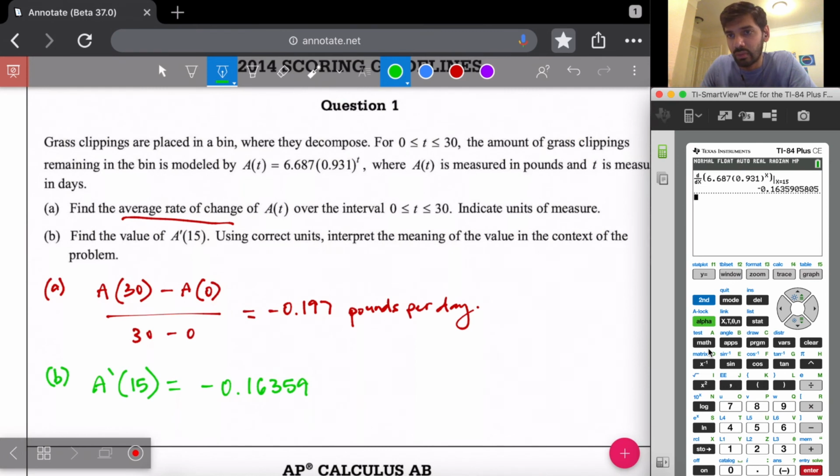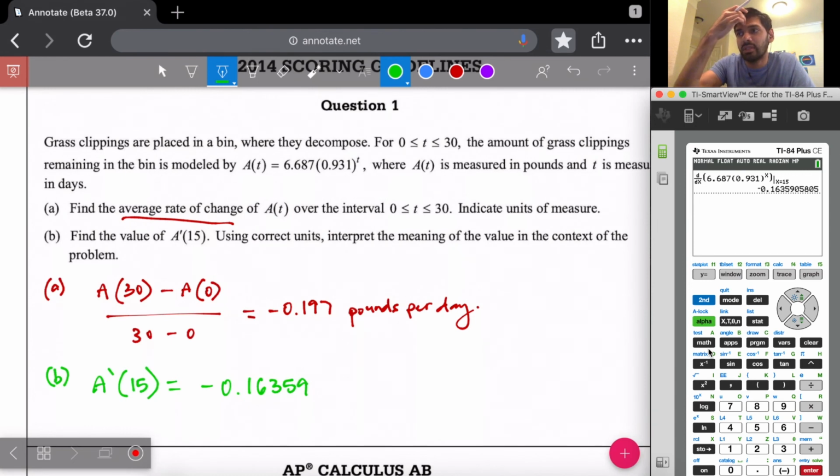0.16359, and you could write more than that, but as long as you've hit that 3, I usually put 5 or 6 just to be safe. Okay, but there's your answer. And we also need to include the correct units, interpret the meaning of the value in context of this problem.